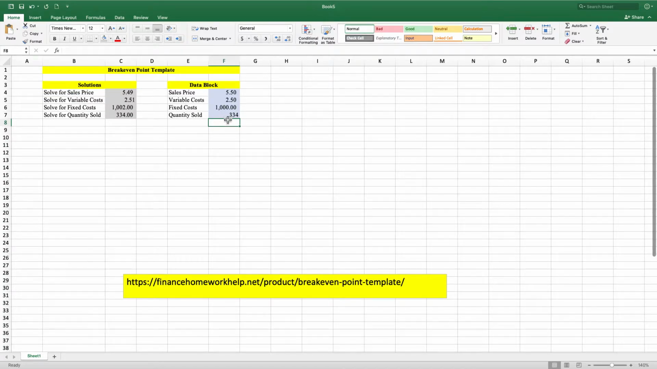But that just proves that once we enter it here, as long as all this information here lines up, we're good to go. And so let's change this variable cost to $3 and let's see what happens. And so this gives us a quantity sold of 400. And so if we go over here to quantity sold of 400, then again, we're lined up with the 550, the $3, the 1,000. And so everything checks out.